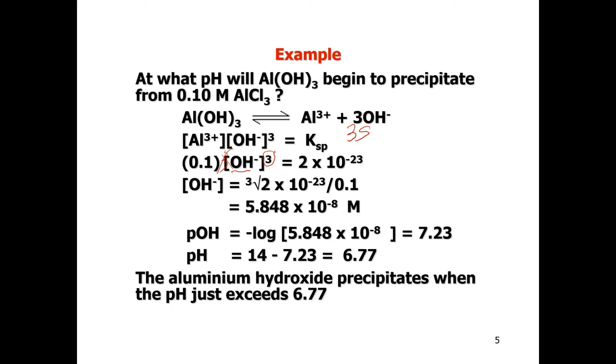So 0.1 times OH minus cubed. And then you will calculate the concentration of OH minus. So at pH 6.77, it is the same as the value of KSP. At the value of KSP, the precipitate does not form as yet. It must be higher than the value of KSP so that it becomes supersaturated, then only the precipitate will form. So at pH bigger than 6.77. Again I remind you, please make sure that you understand it. When you are making calculations based on solubility, then you put the 3S over here. But when you make the calculation based on the ions, you do not have to add 3 at OH minus.